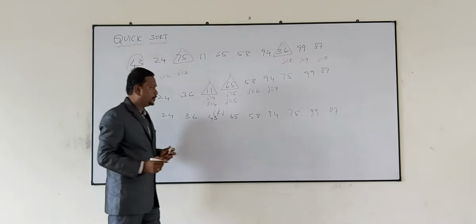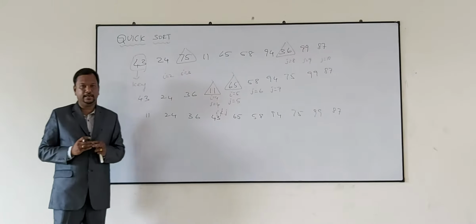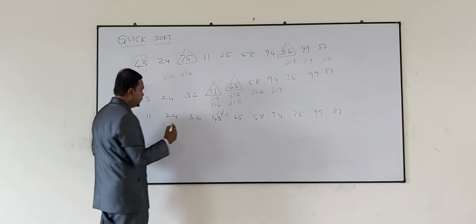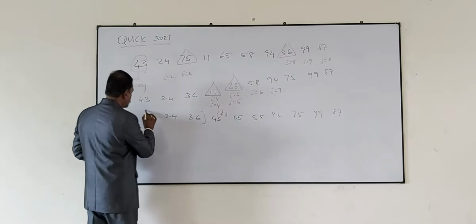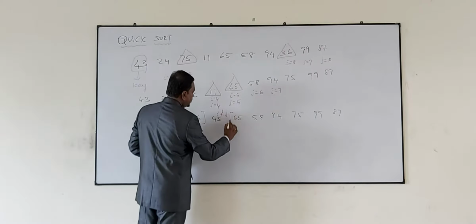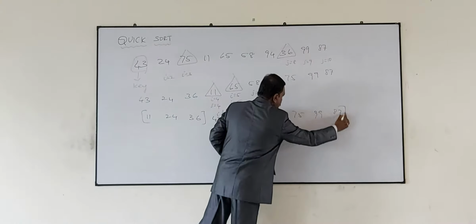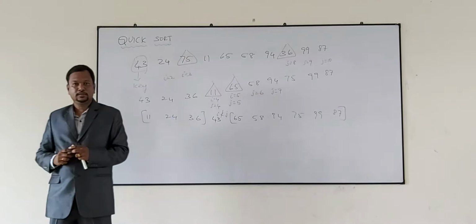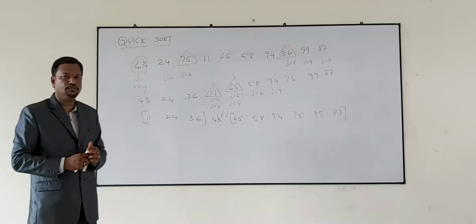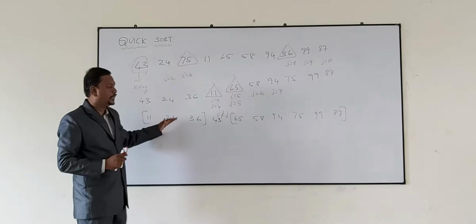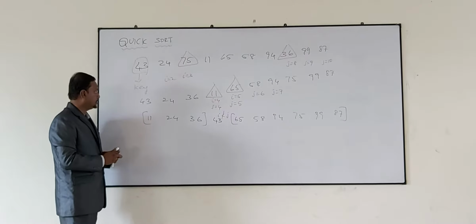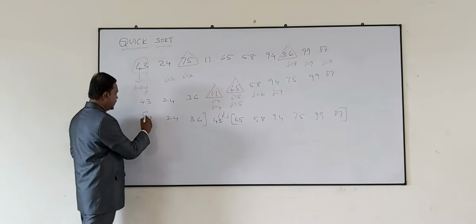Once the iteration is completed, the key element has reached its own place. Now we will split the table into two, excluding the key element position. So quicksort is a recursive method. We will again call quicksort for the first table and the second table. Again we will do the same process. Here 11 is the key element.